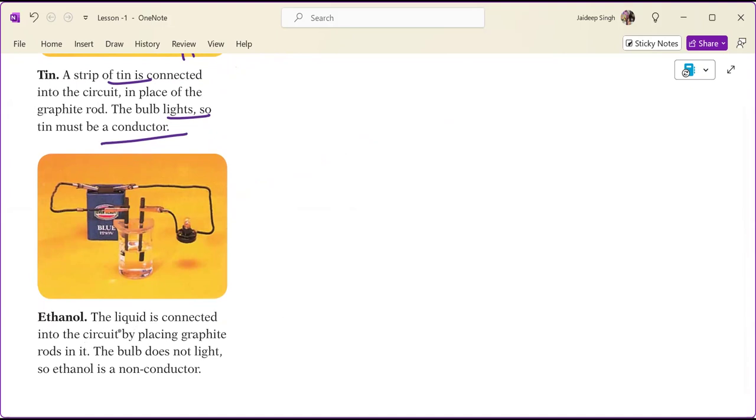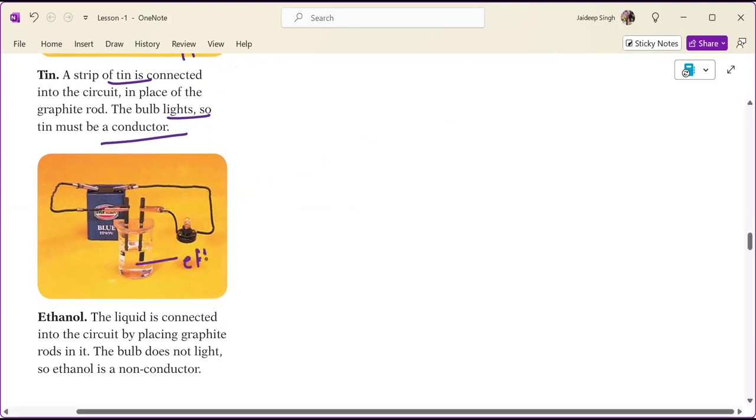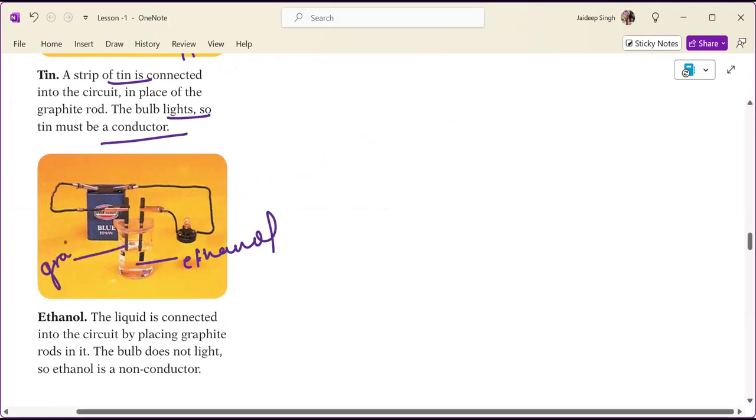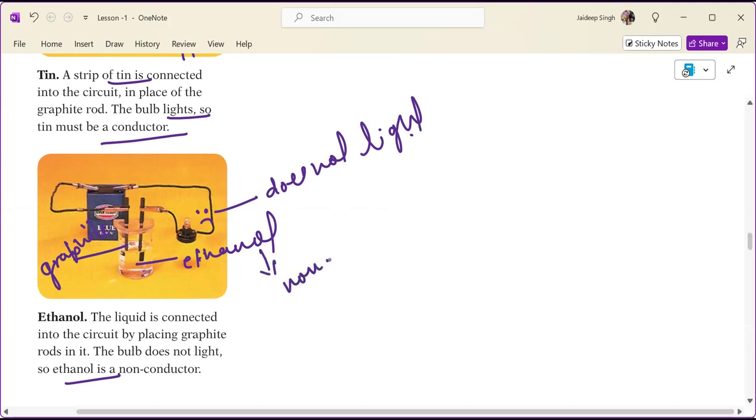See, ethanol. Here in this beaker, we have taken ethanol. This liquid is connected into the circuit by placing graphite rods in it. These are graphite rods. The bulb does not light. It proves that ethanol is a non-conductor.